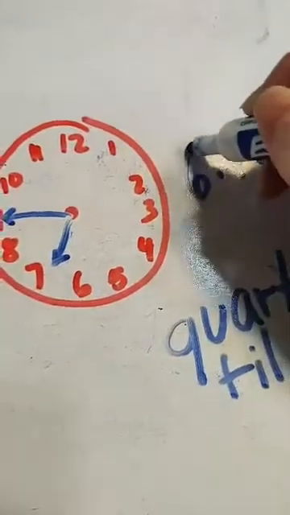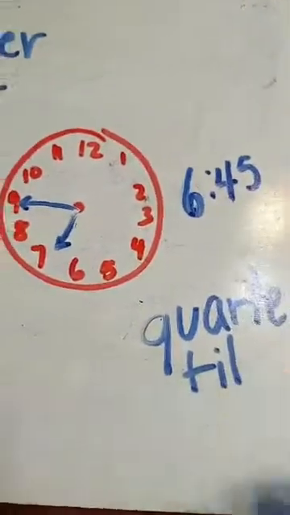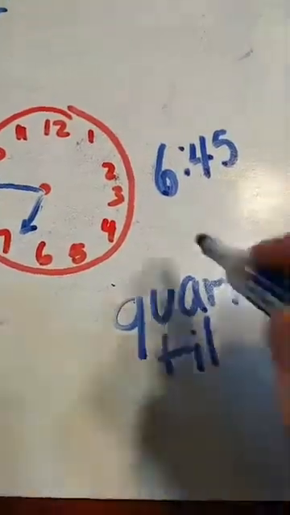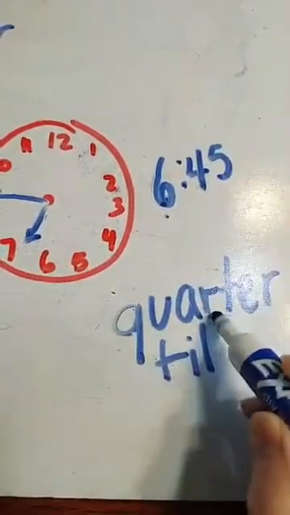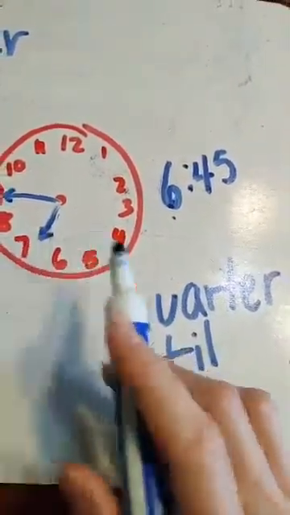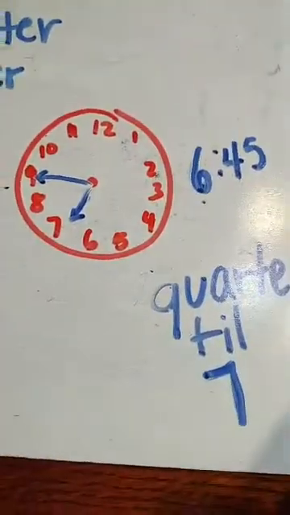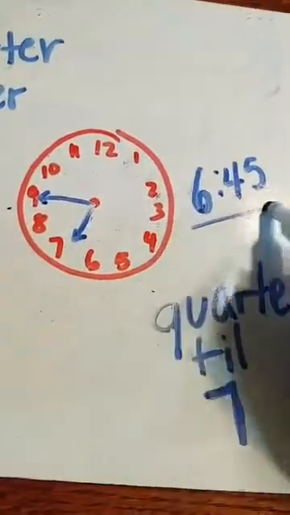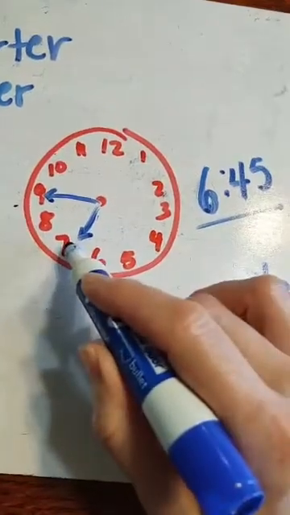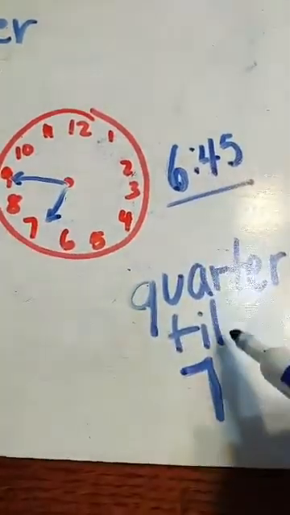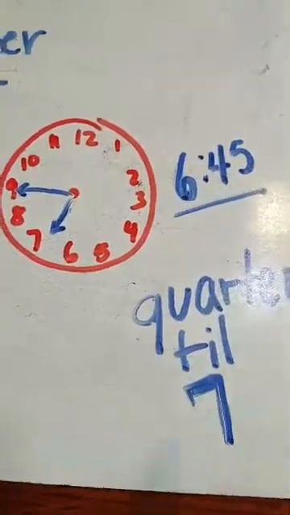6:45. Now this is where it gets a little tricky. When we're using the words quarter till, instead of going back to our hour 6, we're saying it's a quarter till the next hour. So the next hour would be 7. Quarter till 7. Little tricky, huh? Because when we write it digitally, we look at the one right before the one it's almost to. But when we say quarter till, we say that one that it is almost to.